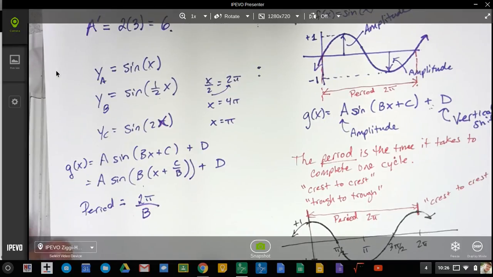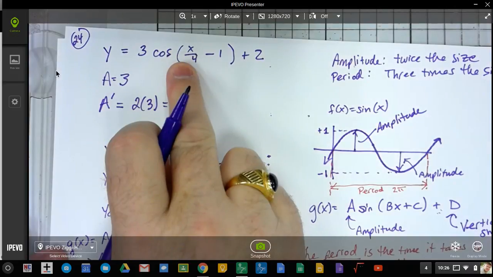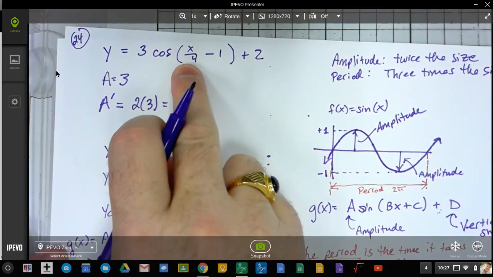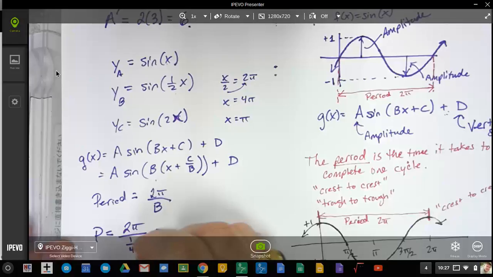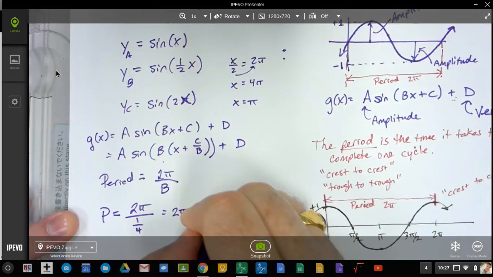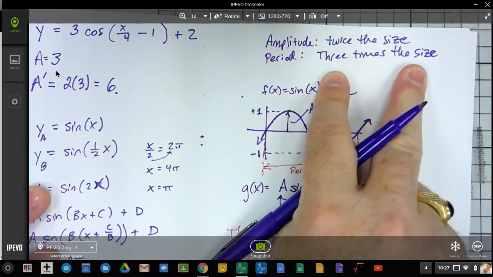All right, so what's the period of the original function? The original one here, the number multiplying x is 1/4. So the period of the original function is 2 pi over 1/4. And you guys know to divide by a fraction is the same as multiplying by its reciprocal. So you end up with 8 pi. Okay. Now, what kind of period did they want us to have? They said, hey, let's do one that is 3 times the size.